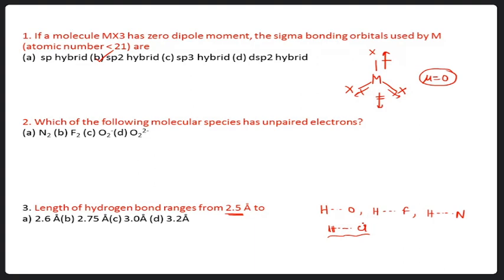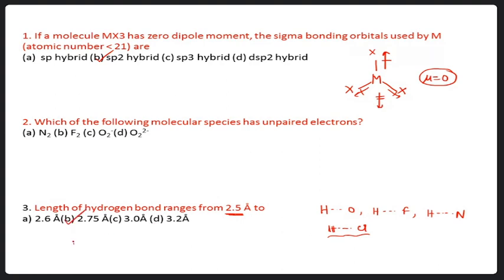What are the applications of hydrogen bonding? We know hydrogen bonding is a very weak interaction, and it enhances the boiling point and melting point of a substance. It also has some effect on acidity and basicity. And keto-enol tautomerism also depends on hydrogen bonding. There are a lot of factors. But if there is a question on the length of a hydrogen bond, it ranges from 2.5 to 2.75 angstrom. You have to remember that.